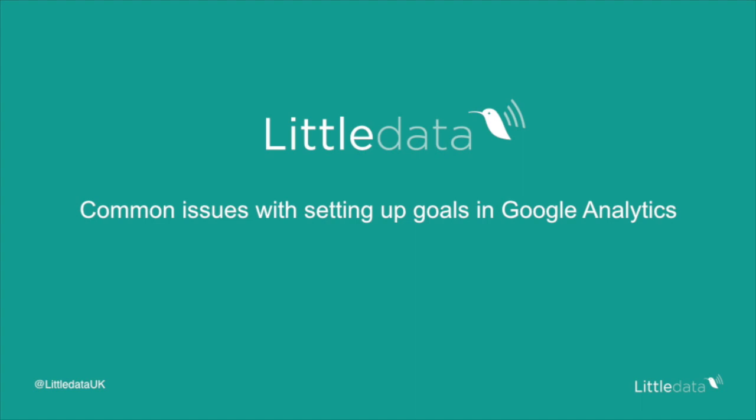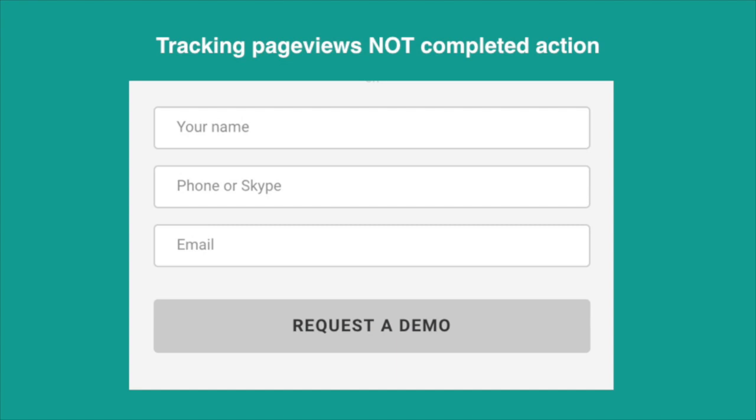Here's some common issues with setting up goals in Google Analytics. Firstly, are you tracking page views, not the completed action? So a typical scenario is a registration goal. The user submits a form on one page and then goes to a thank you page after completion. Are you tracking the destination goal correctly as the thank you page, not the page the form is on?